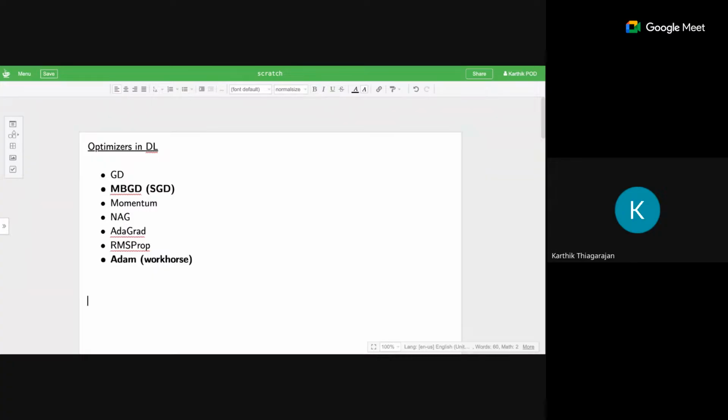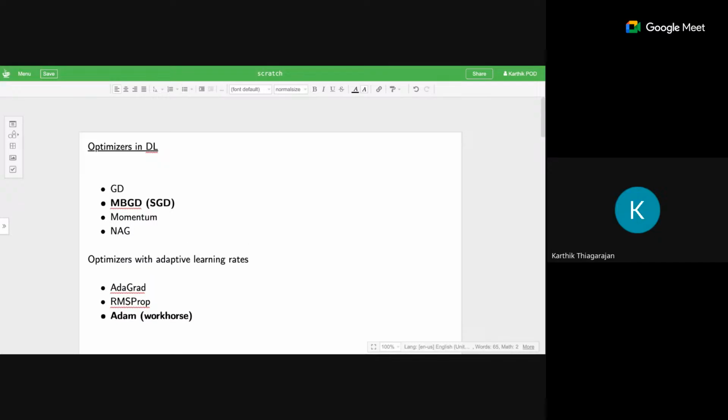So if you don't know what to do, you pick up Adam. So for the exam also, please concentrate on knowing these thoroughly, right? So GD, momentum, mini batch, NAG, AdaGrad, RMSProp, Adam. So these are your adaptive optimizers, so learning optimizers with adaptive learning rates, right? And these lay the groundwork, right? So these are your basic optimizers.